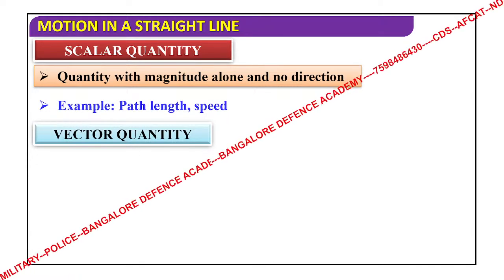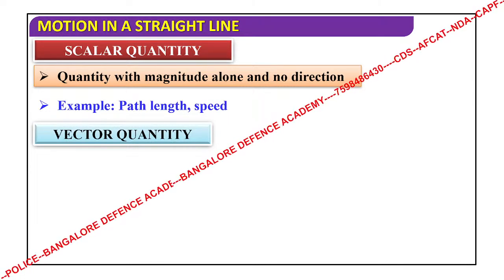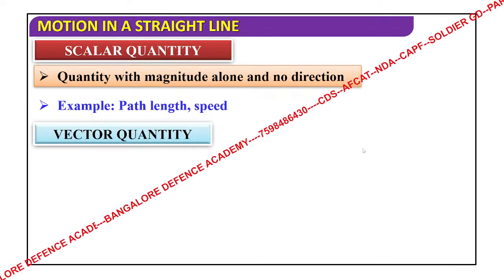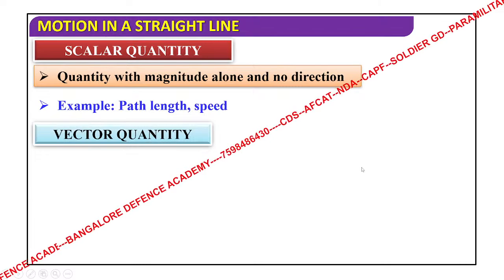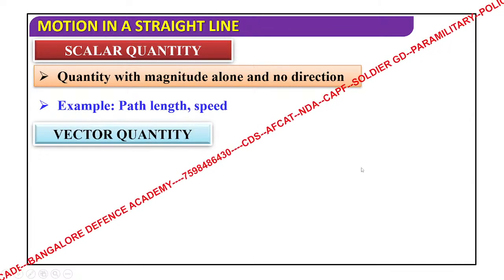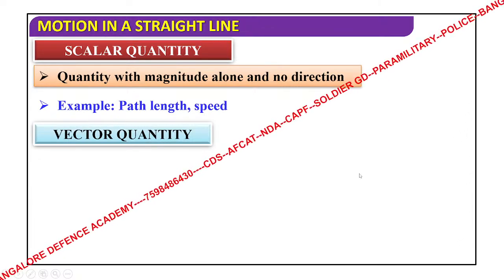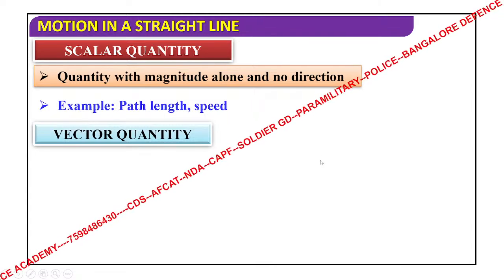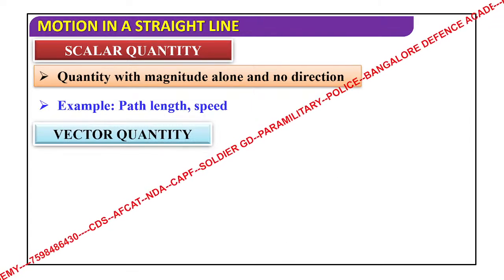Okay, so if I ask you at what speed you ride your bike, you are going to tell in kilometer per hour or meter per second, something like that. You are not going to tell 60 kilometer per hour in each direction. You are not going to mention the direction. So those kind of examples are called scalar quantity.